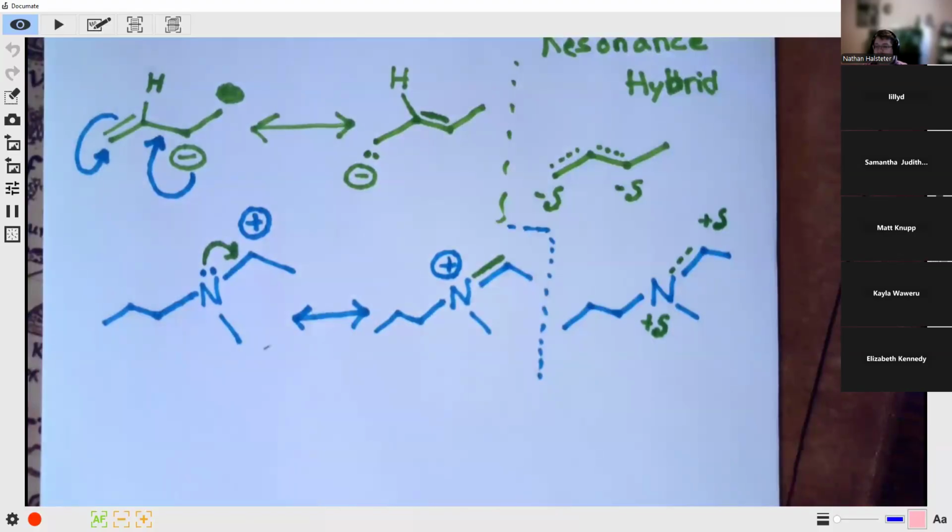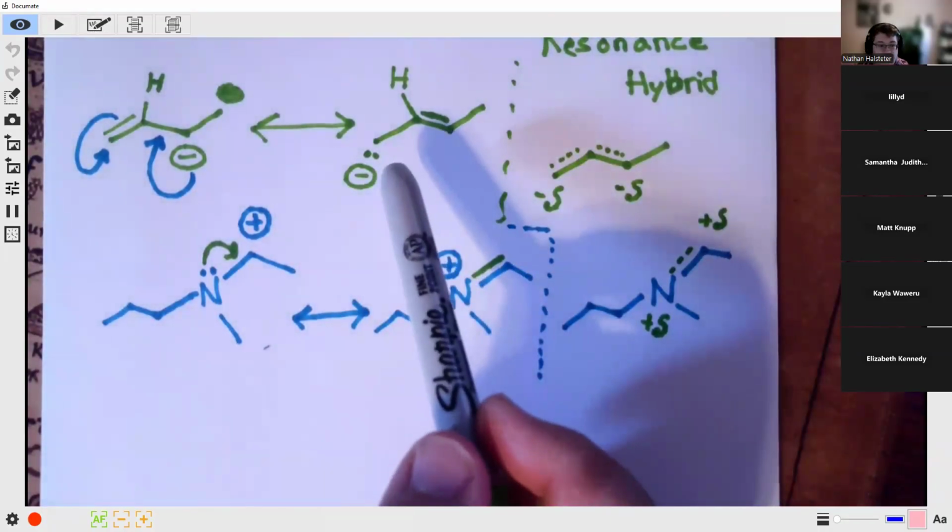So the other thing that we talked about yesterday that we haven't talked about yet today is determining what is the major resonance contributor. So let's look at our first one. We go through our list.